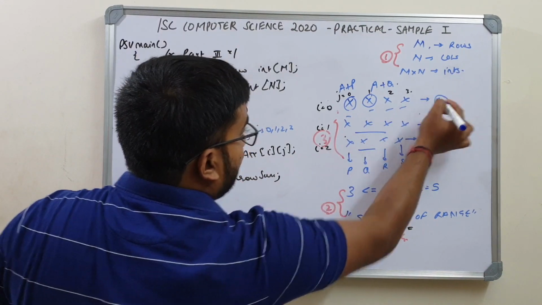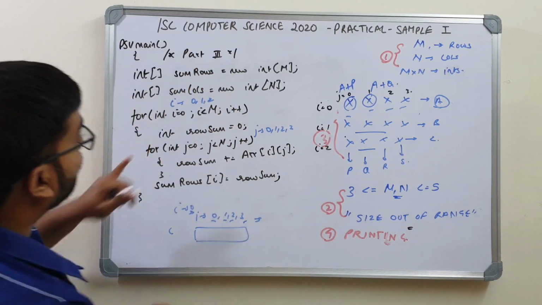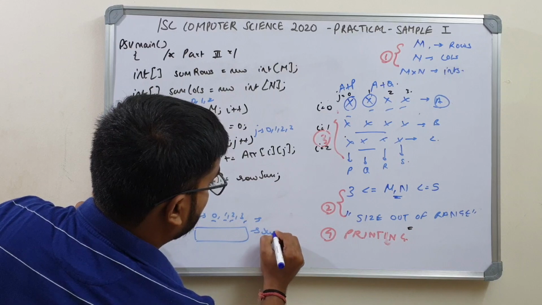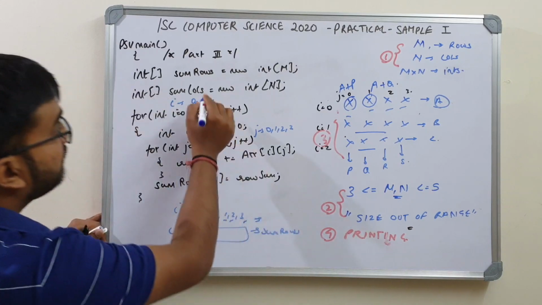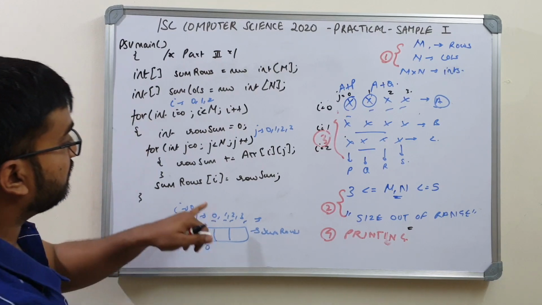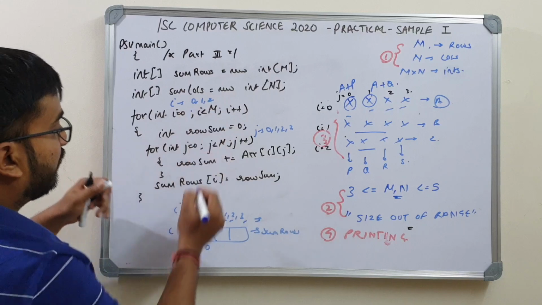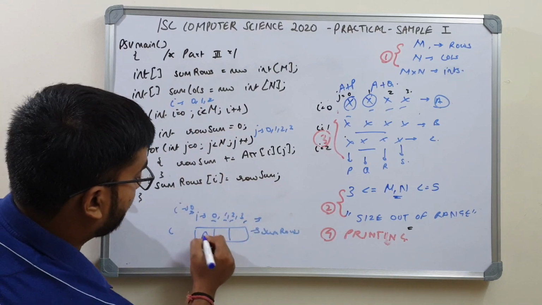So this sum is A. Okay, so sum rows is this. If this is sum rows, this is the sum rows array. It has m locations, which is 3 locations. So for the 0th location, for i, this row sum goes into, so i goes here.